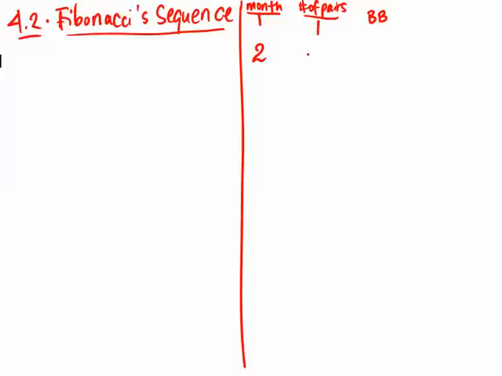So I have 1 pair of rabbits at the end of the first month. At the end of the second month, these baby rabbits become adult rabbits now. So now when they're adult rabbits, they're actually able to give birth. But at that second month, they haven't given birth yet because they just became adults. So we still have 1 pair of rabbits.